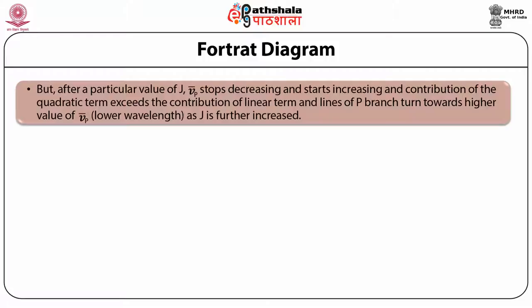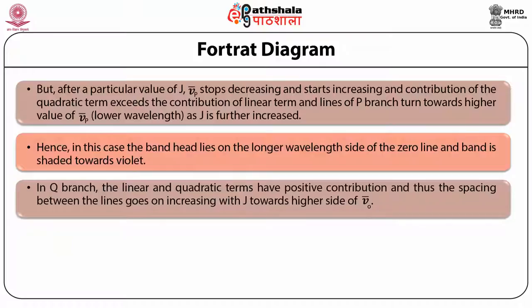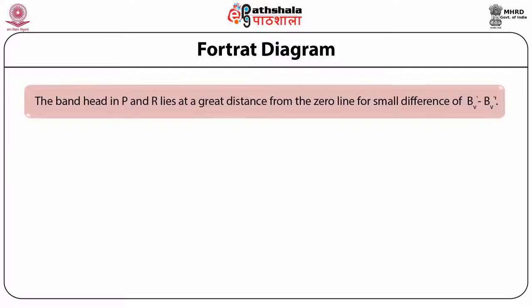Hence, in this case, the band head lies on the longer wavelength side of the zero line and the band is shaded towards violet. In the Q branch, the linear and quadratic terms have positive contribution and thus the spacing between the lines goes on increasing with J towards the higher side of nu naught. The band head in P and R lies at a great distance from the zero line for small difference of B nu prime minus B nu double prime.